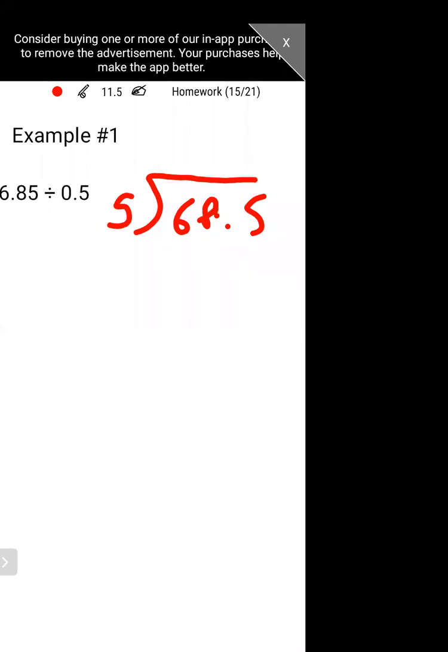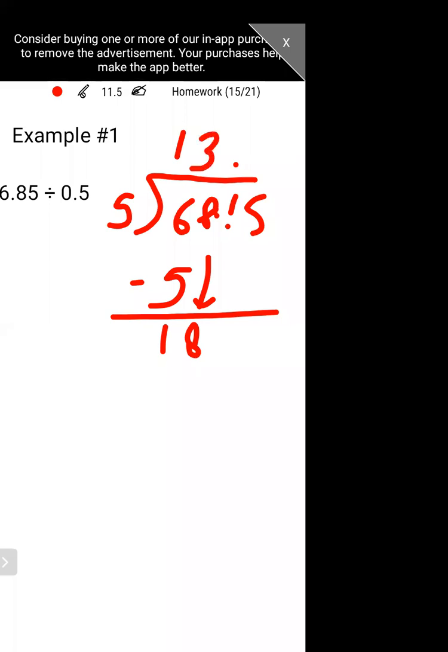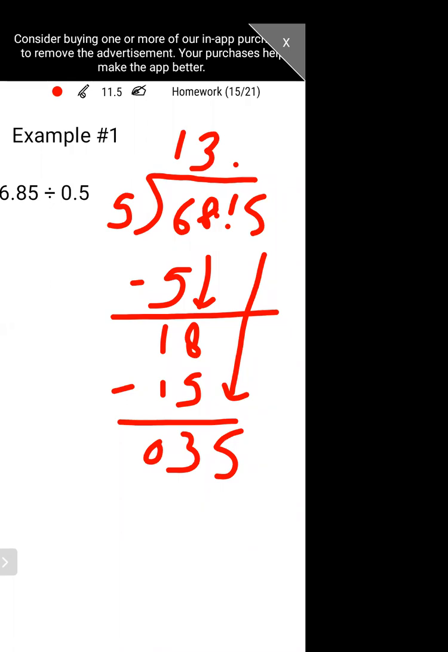68.5 divided by 5. Okay, so how many times does 5 go into 6? 5 one time, 6 minus 5 is 1. Bring down 8 and place the decimal right above here. Okay, 5 is how many times going into 18? 3 times, 15. 8 minus 5 is 3. 1 minus 1 is 0. Now next bring down this 5. 5 is how many times going into 35? 7 times, 35. So here is your answer. That is 13.7. Okay.